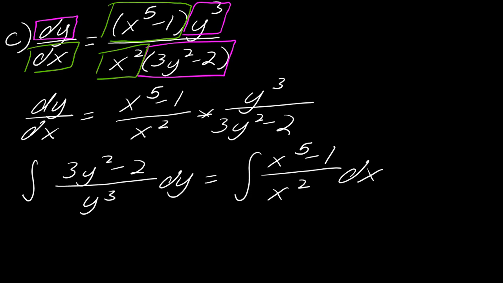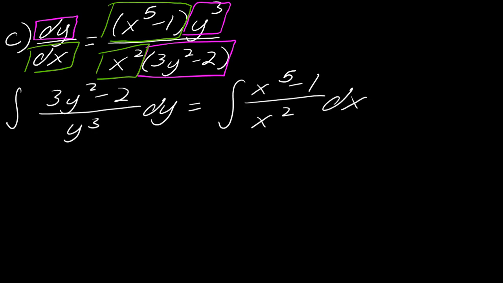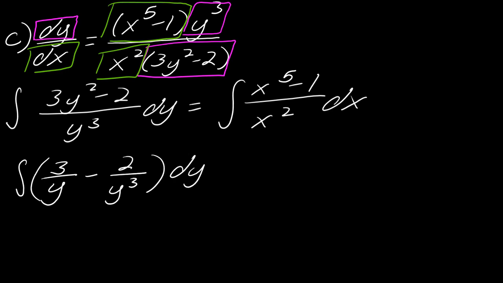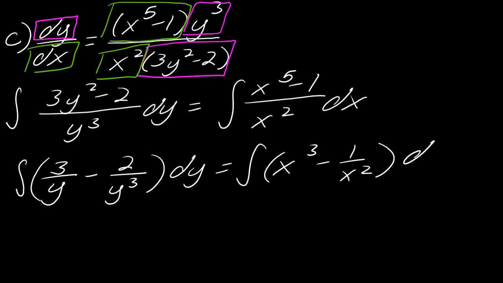Okay, now that I have this all broken up, I can simplify this a lot, right? I can turn these into fractions and make this much simpler. So let me clear myself a little space. And now we can simplify the fractions. This will be 3 over y minus 2 over y to the 3rd. So here's the first part I need to integrate. And on this side, this will be x cubed minus 1 over x squared. And so here's what I need to integrate on this side.